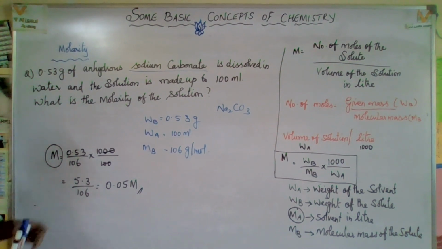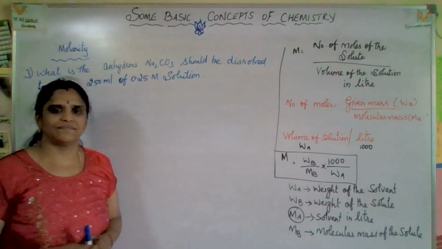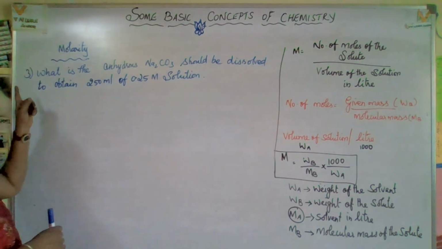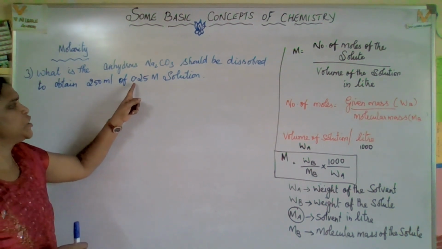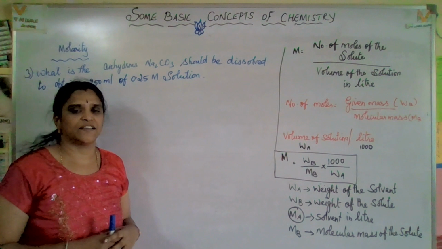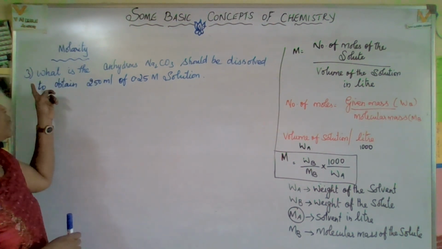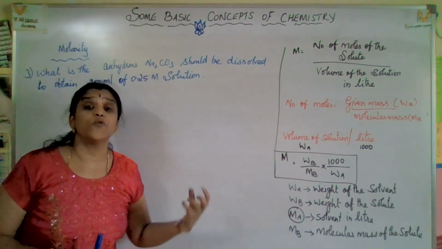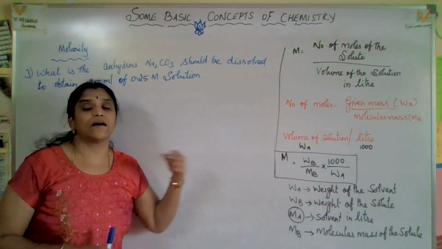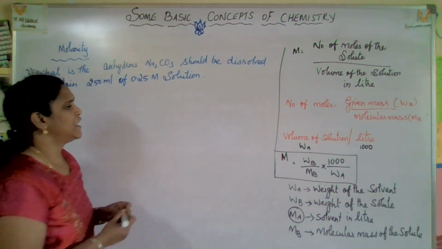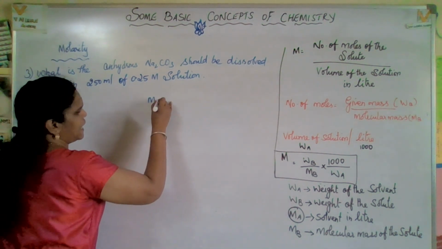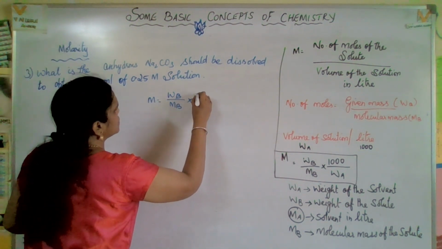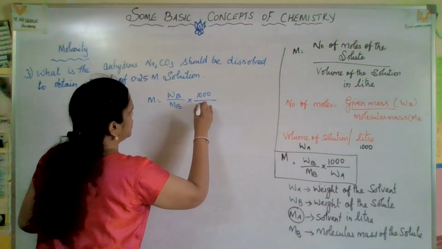Yes, let us go for another more important question. The next question is also similar to the first question. What mass of anhydrous sodium carbonate should be dissolved to obtain 250 ml of 0.25 M solution? So in that, what they are asking is the amount, that is, the given mass. We have to find it out, same as the first question. Now, I hope you got a clear idea. Capital M equal to WB by MB into 1000 by WA.